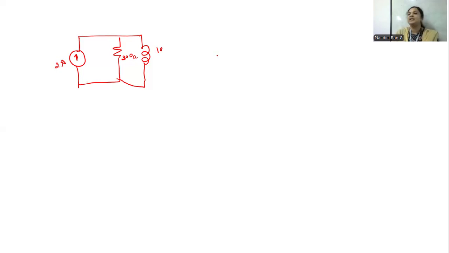So now how to write KCL? Let me write KCL for this point. This is V anyhow. How will you write? Nodal analysis. Plus 2 or minus 2? Minus 2. Correct. Then plus V divided by R. Since I'm writing V by R, I will write it as I.